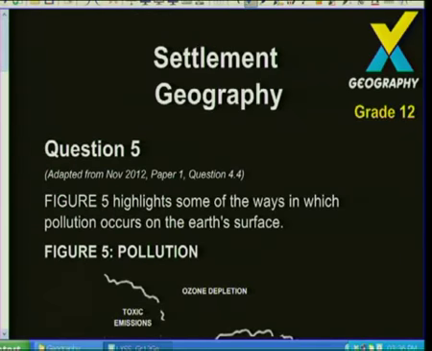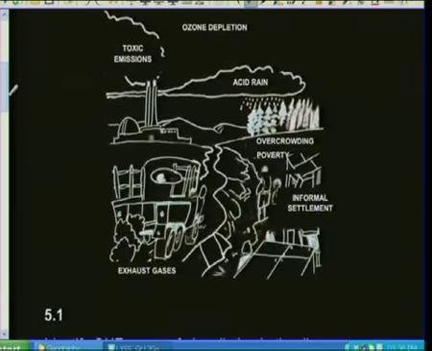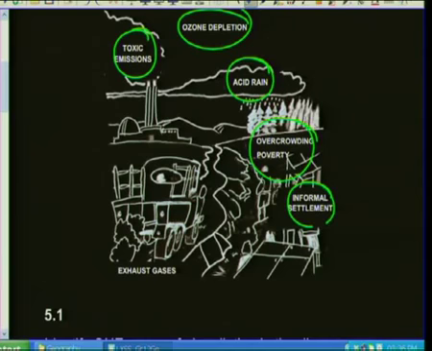Question number 5. Figure 5 highlights some of the ways in which pollution occurs on the Earth's surface. Let's take a look at the picture. So here we go, and the examiner's been very generous again, giving us a whole bunch of labels to look for. These are going to be coming up in our questions just now.